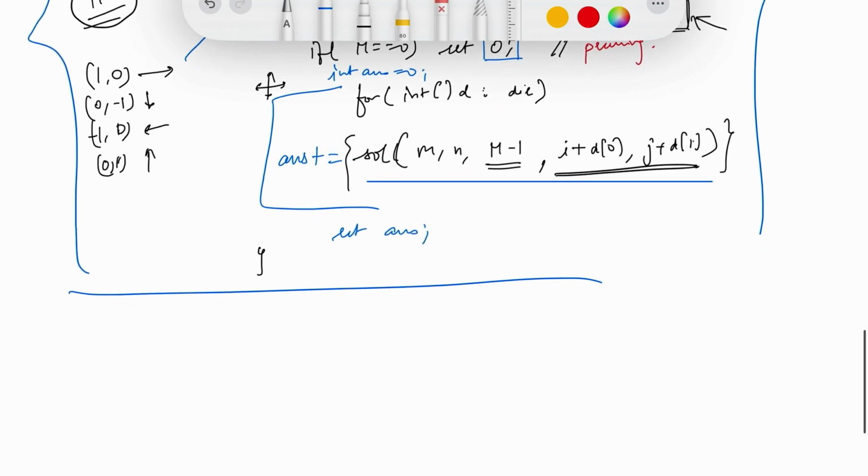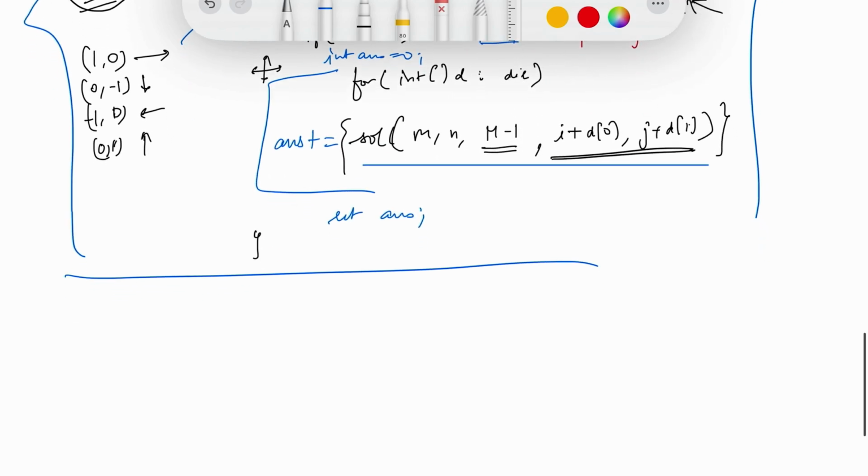And here there come a couple more points. First of all, I have to take modulo of 10 to the power 9 plus 7. So while capturing the value, I will keep on taking the modulo. I will be taking the modulus.